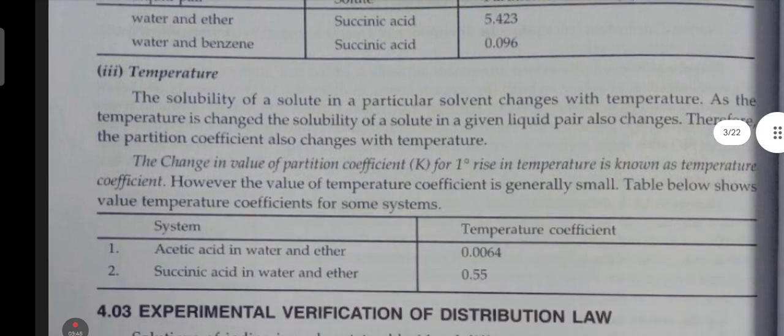Now we will discuss the third one, that is temperature. The solubility of a solute in a particular solvent changes with the temperature. As the temperature is changed, the solubility of a solute in a given liquid pair also changes. Therefore, the partition coefficient also changes with temperature. The change in the value of partition coefficient for 1 degree rise in temperature is known as temperature coefficient. However, the value of temperature coefficient is generally small.